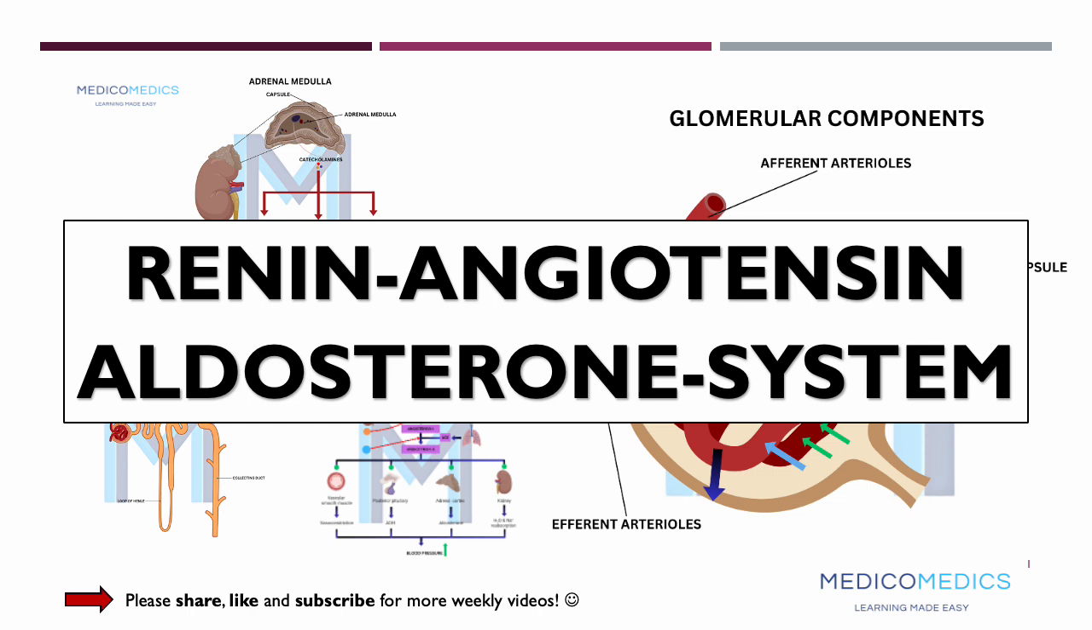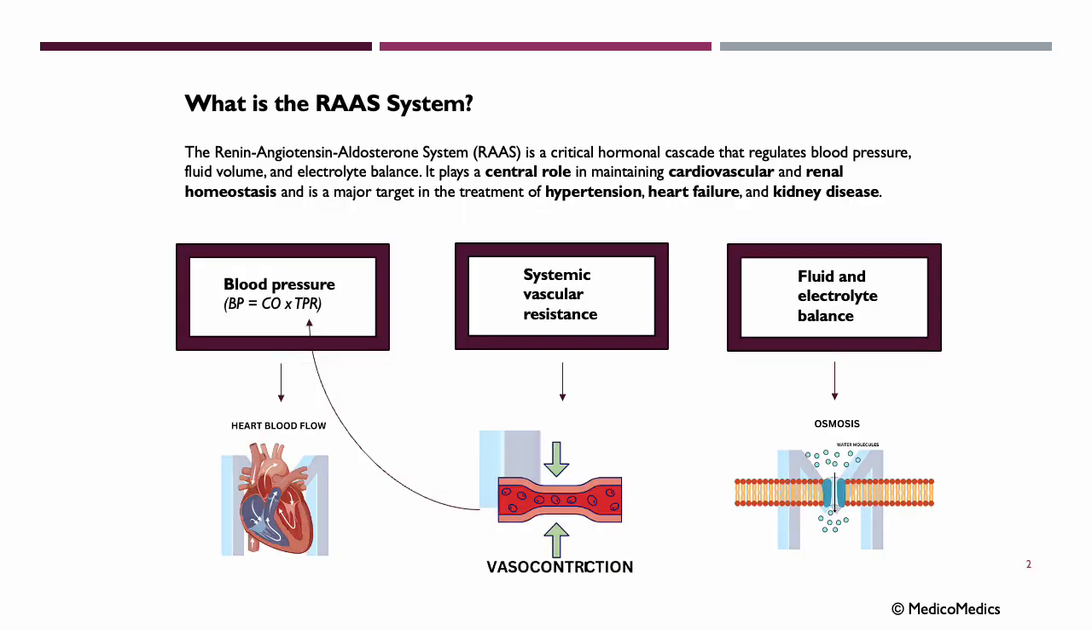Renin-Angiotensin-Aldosterone System. Now, the Renin-Angiotensin-Aldosterone System, or RAAS, is a critical hormonal cascade that regulates blood pressure, fluid volume, and electrolyte balance. It plays a central role in maintaining cardiovascular and renal homeostasis, and it is a major target in the treatment of hypertension, heart failure, and kidney disease.